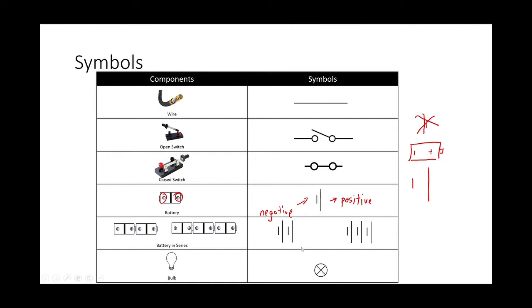The next one is the bulb. The bulb is represented like this. You have to memorize all these symbols, all of them. They will not be provided during the exam. Of course, sometimes you can refer to the MCQ and look at some clues, maybe the MCQ question has some of the symbols provided already. But otherwise, you have to know how all these components look like in symbol. You have to memorize by heart.